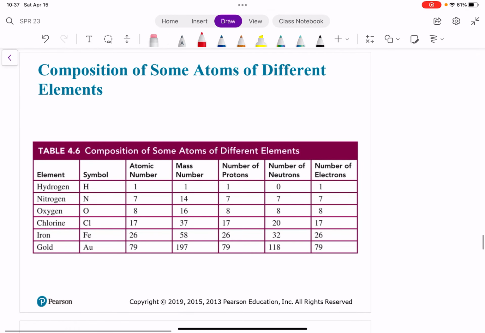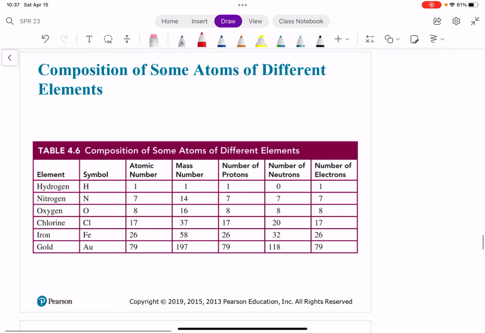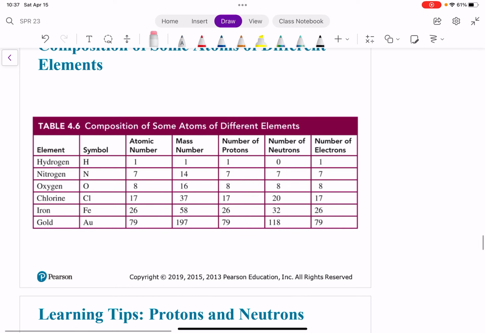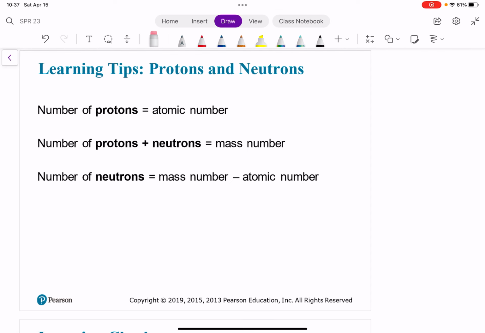All right, and here's just another table. We're not going to go over it too much, but it's there for you if you're interested in seeing if you can find any patterns in here, making more sense of these different numbers. So this is just reiterating some of the stuff we said.